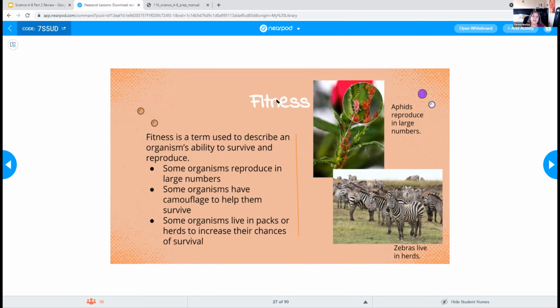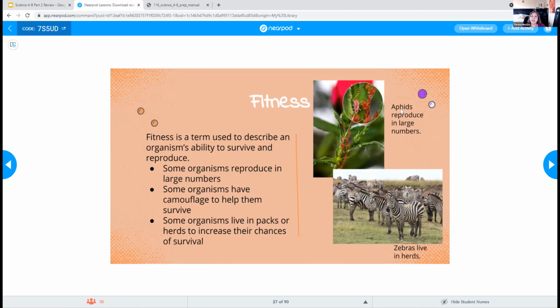That's it. So for some organisms, in order to increase their fitness, they just reproduce in super large numbers, right? Us as humans, we don't need to reproduce in large numbers. We're big organisms. We're smart organisms, so we don't need to, right? So humans, we have one baby. It takes us 9 months to have that one baby.